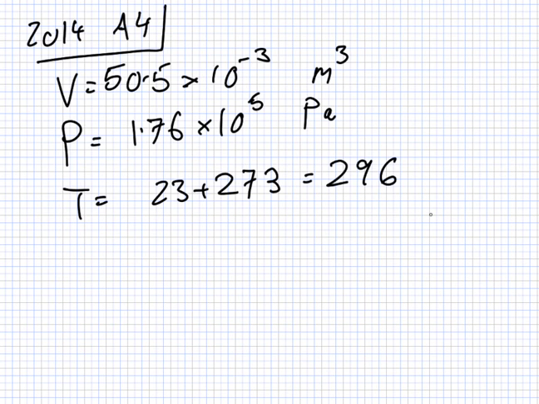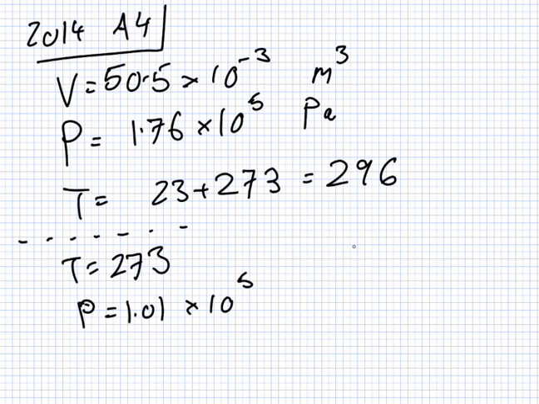Now, determine the volume of the gas if the temperature was 0 Celsius and the pressure was 1.01 times 10 to the 5. So we have a different situation now. The volume is unknown. The temperature is 273. The pressure is 1.01 times 10 to the 5, and they want the volume.